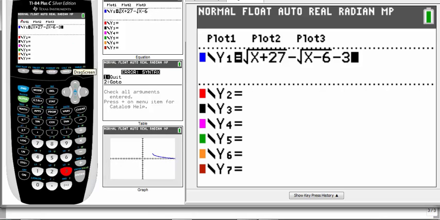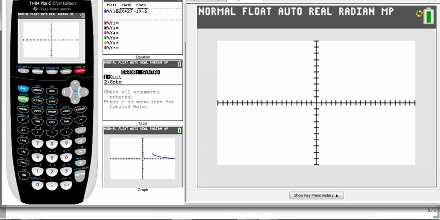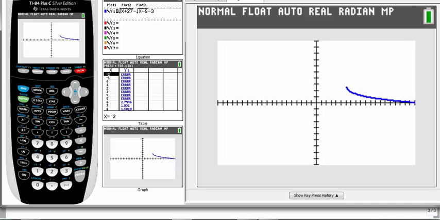Okay, I have my calculator up and running again, so we've entered the equation square root of x plus 27 minus the square root of x minus 6, and then notice when we subtract the 3 across, it's not under the radical. Let's go ahead and graph this and have a look. Now the way that this looks right now, it appears that there's no solutions at all. It doesn't ever cross, it looks like it gets close. And then let's go ahead and look at our table as well.